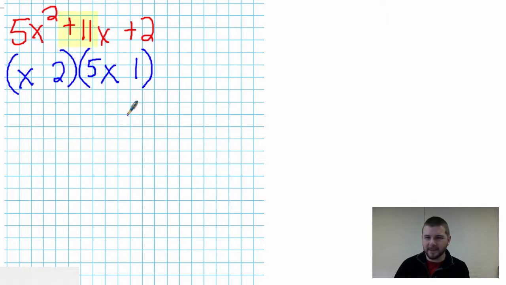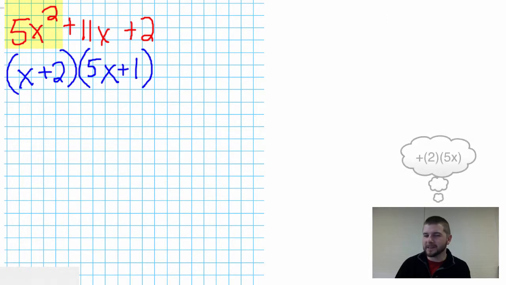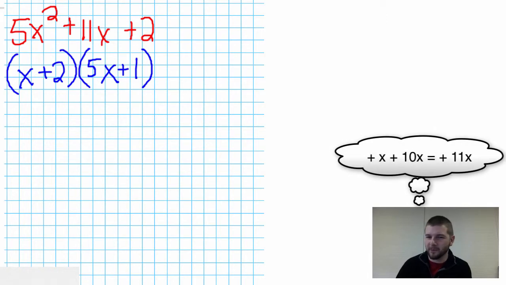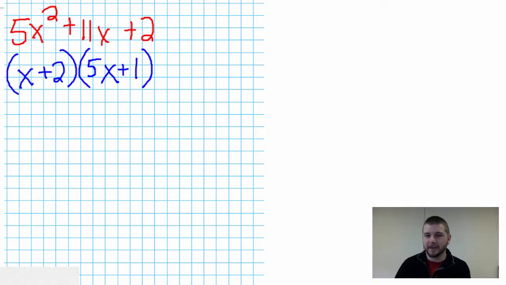Now, 11 is positive, 2 is positive, 5 is positive. It means we will not have any negative values, no minus signs in our binomials. Now, having plugged in these constants, let's check with FOIL. First, x times 5x, 5x squared. Outer plus x, inner plus 10x. I just kept track of that plus x in my head because I knew there'd be another term coming right up that could be combined with it. That results in a plus 11x. And finally, our last terms, 2 times 1 is 2.